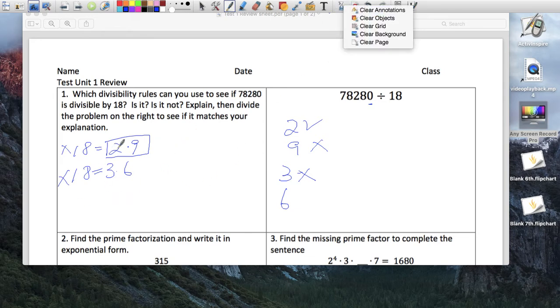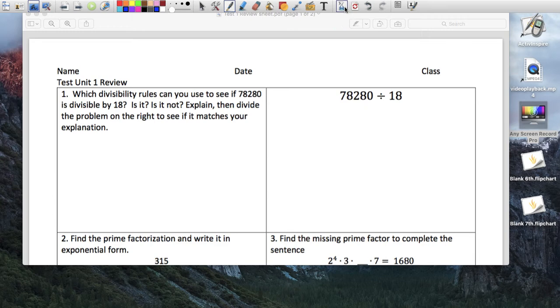So you can either have chosen 2 and 9, or 3 and 6. Make sure you explain it. And I know now that when I'm going to do this particular division, I'm going to get a remainder, because it's not going to work out all pretty.